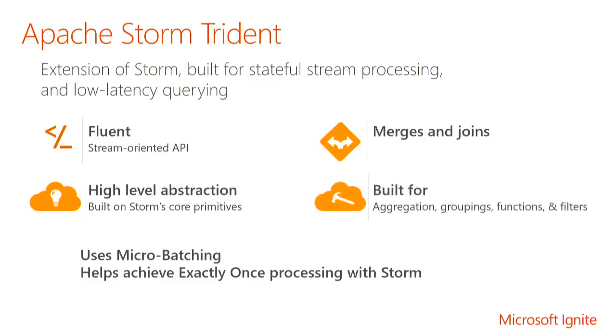Trident, it's important to know that Trident uses microbatching, and we'll go and understand what microbatching is and why that is important when you have to make a decision. And Trident is how you would achieve exactly once semantics with Storm. Without Trident, we cannot achieve exactly once semantics with Storm.